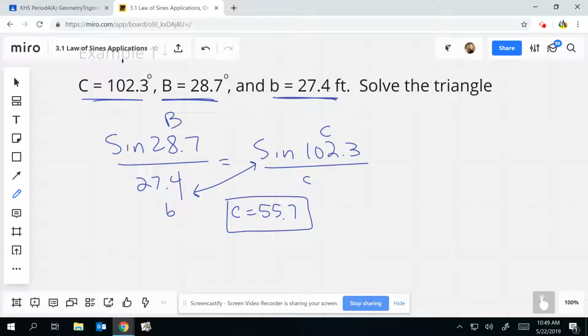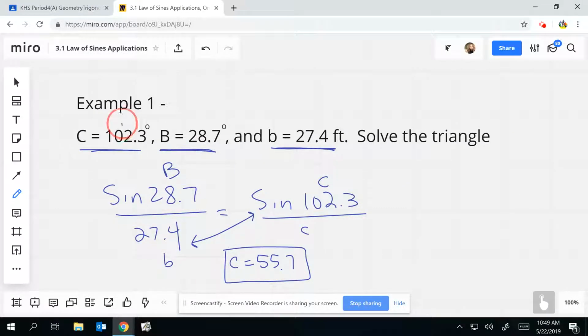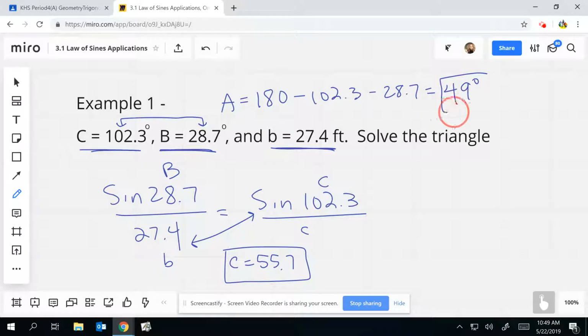So that means we've got to find both A's also. Now the nice thing is when you've got two angles given to you, like you see here, you can find your third angle simply by taking those two and subtracting them from 180. So you could take 180 in your calculator minus 102.3 minus 28.7, and you'll get 49 degrees for angle A. So that gives us all three angles now.